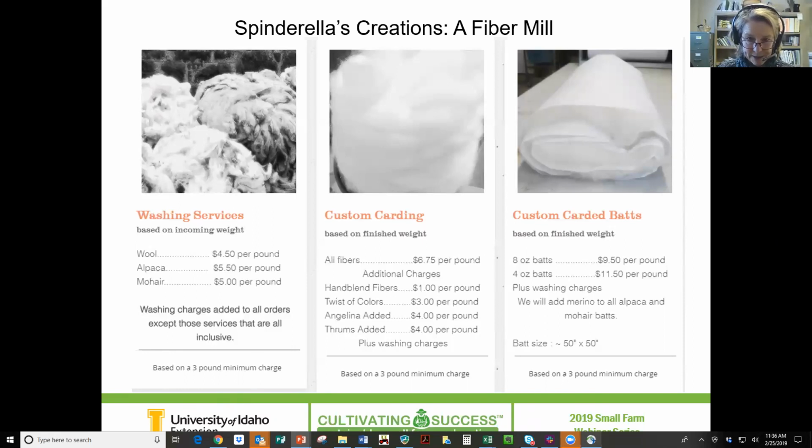Custom carding, it's very, very time consuming to hand card, so this is always a tempting thing to have done. $6.75 a pound, and every time you do a process like that, you lose a little bit more weight. And if you wanted a carded bat, it's $9.50 a pound, and on and on. If you wanted wool to be spun into yarn, it's usually about $18 to $24 a pound after you've had it washed. So it adds up quickly.